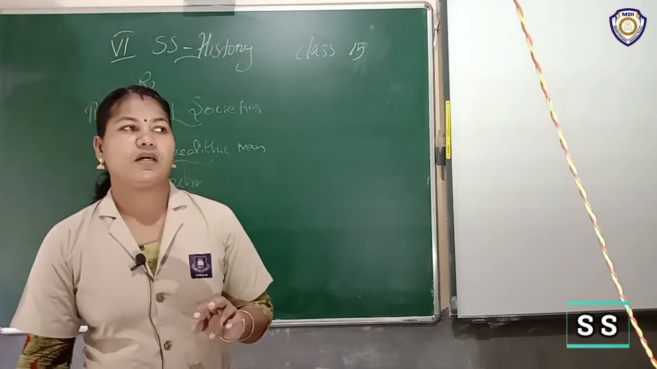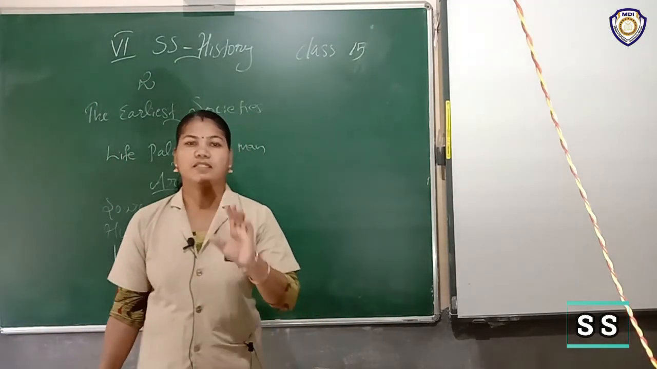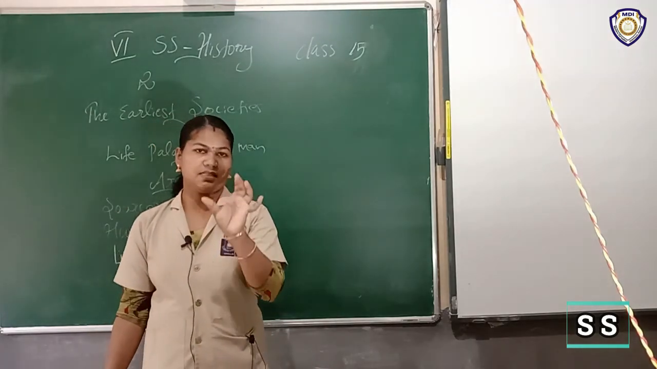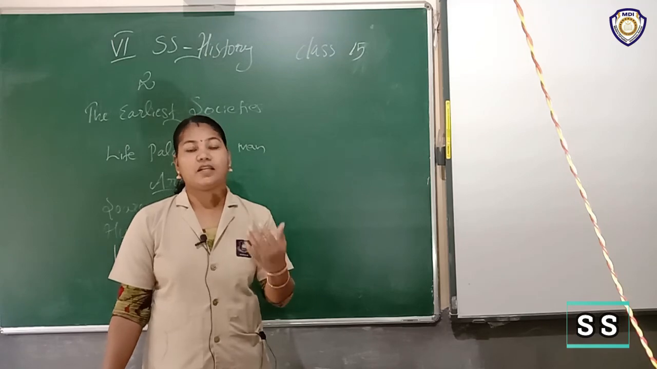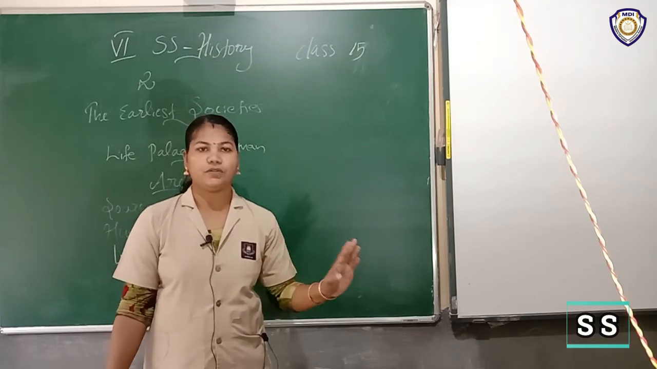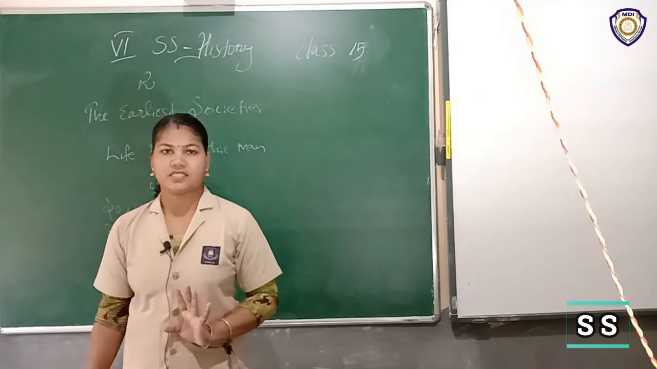The Paleolithic man's life was full of danger. That's why their lifespan, that means their ayush, was only 20 to 25 years. Okay, is it clear?